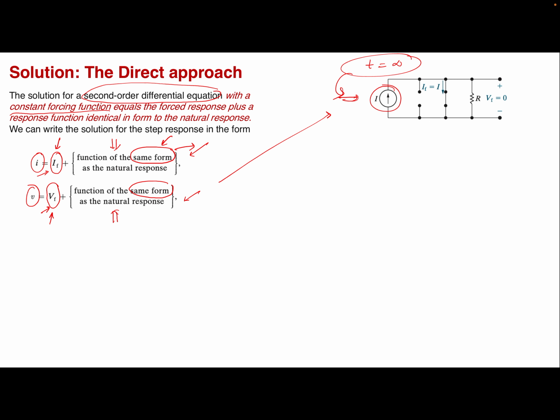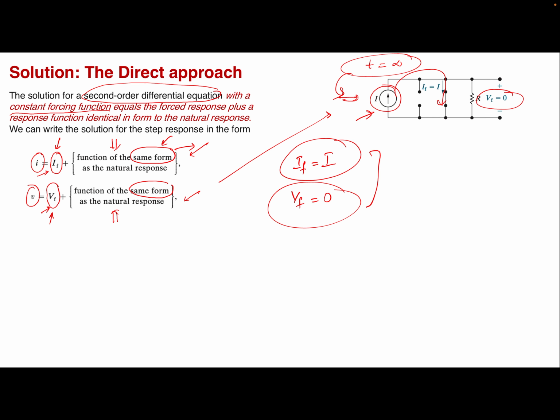your final value of the inductor current becomes I, because a steady state has been reached and the inductor has become a short circuit. So your IF practically becomes I and your VF practically becomes 0, right, over here, because of a short circuit.